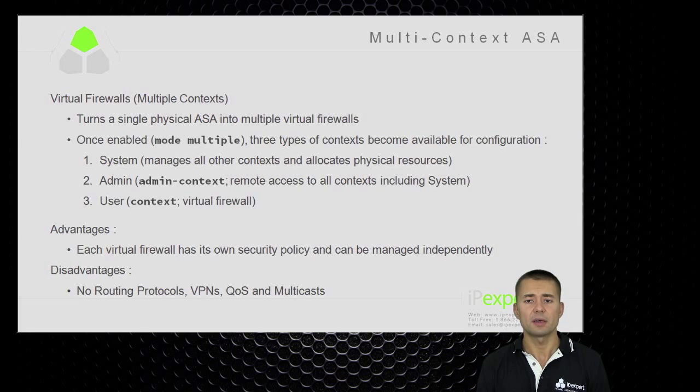you're going to end up in the so-called system context, which is a representation of the physical device itself. This is where you will be allocating the interfaces to the contexts. This is where you will be creating the contexts and also possibly setting up limits for the resources. You can also potentially change the physical settings on the interfaces, such as the port speed or duplex setting. This is all what you can do in the system context.